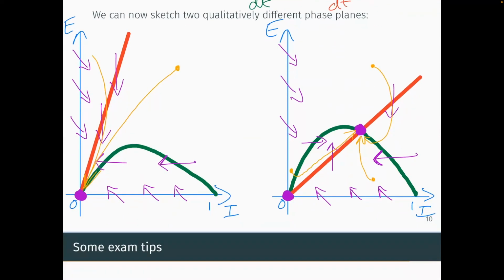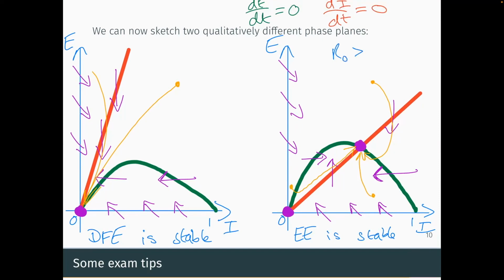So in this case here, our disease-free equilibrium is stable because all our trajectories move towards it. And here, our endemic equilibrium is stable. And by convention, the right-hand side is when R0 is greater than 1, and this is when R0 is less than 1. So this is an example of how we can find the stability without having to actually find out what the endemic equilibrium is.